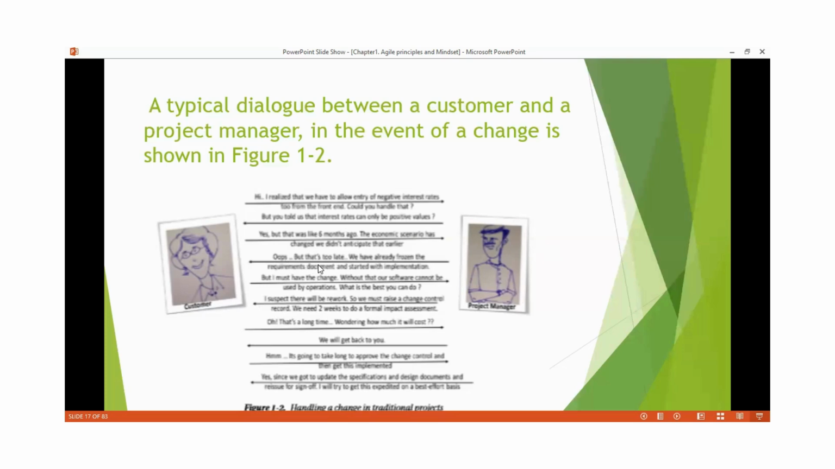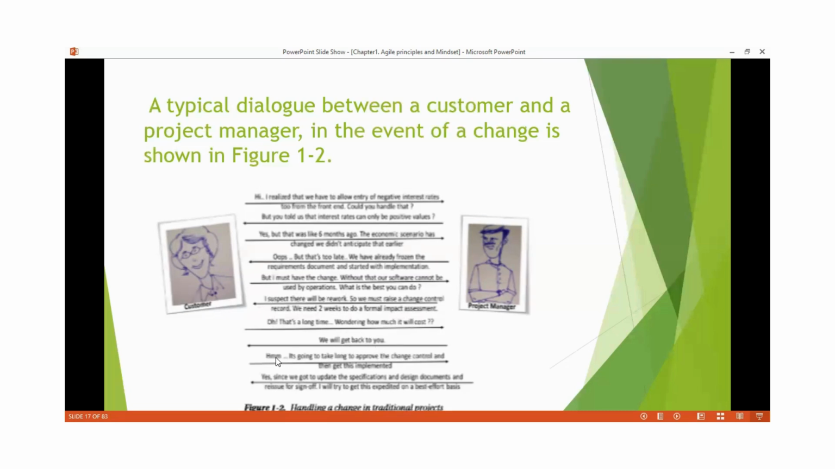Oops, but that's too late. We have already frozen the requirements document, and they started with the development. But I want to have this change, otherwise our software cannot be sent into operation. What is the best way to do it? So here the product manager is saying I suggest that we must raise a change request, record the need, in 2 weeks so we can formally assess the impact. So the client says, okay, that's a long time, how much will it cost? We will get back to you.